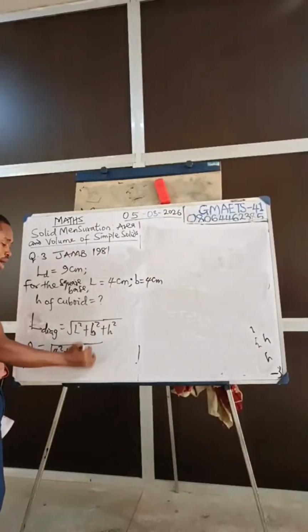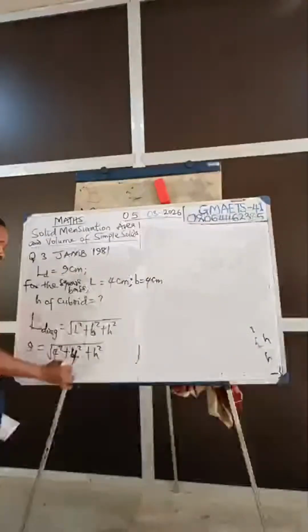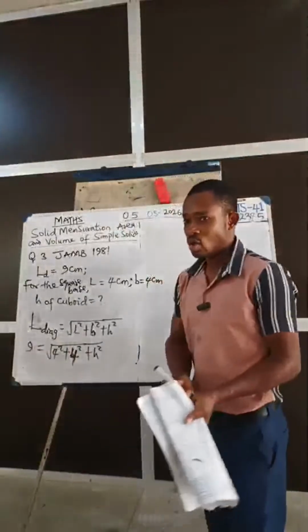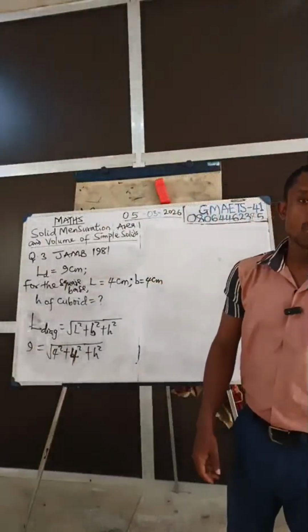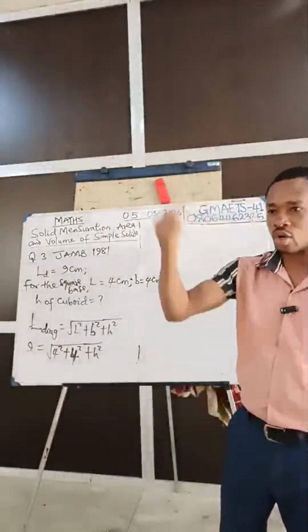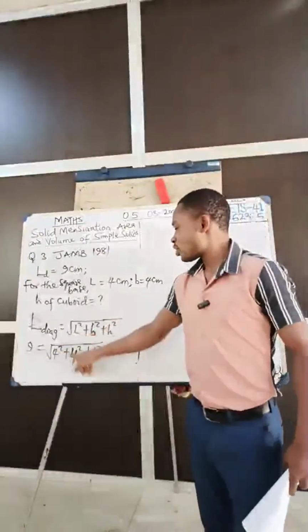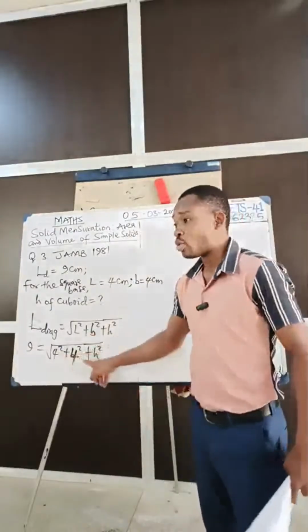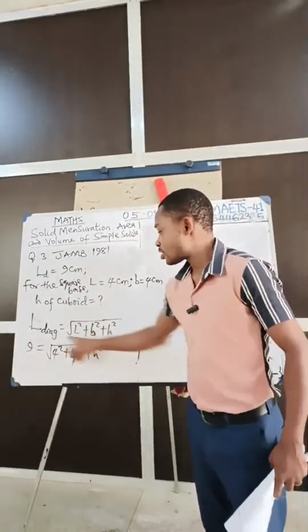And then our height, do we know it? No. If you work on this, you're going to get, please, we don't have time to waste. So watch something quickly. Are you following? Process with the network of your brain. 4 square will give you 16, 16. 16 plus 16 is 32. So this is 32 plus h square. Are you getting me? And it is covered by square root.